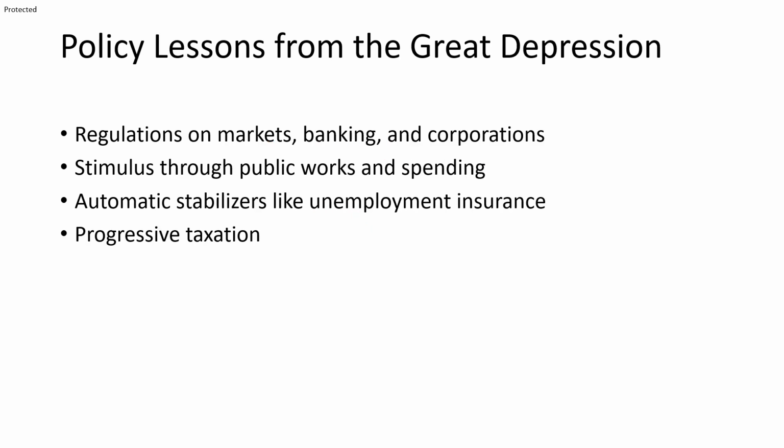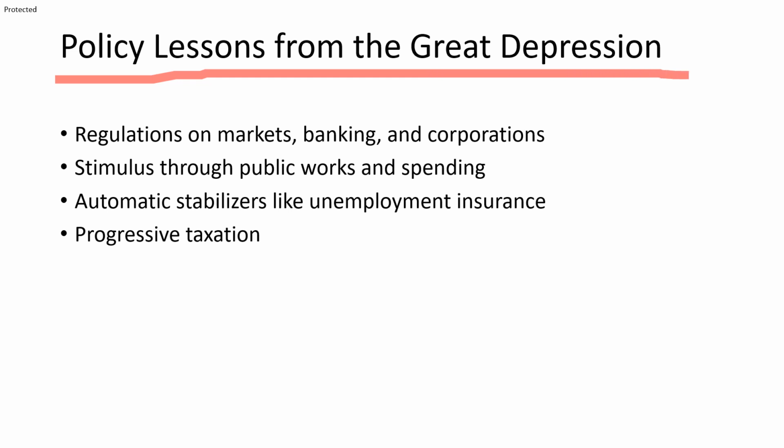So finally, let's now look at the policy lessons from the Great Depression. So we've looked at the causes of the Great Depression, and now let's look at what lessons the economists and the policymakers can learn from it. So first is the regulations on markets, banking, and corporations. The Great Depression underscored the need for stringent regulations to oversee the financial markets, the banking practices, and corporate governance. Effective oversight helps prevent excessive risk-taking and ensures financial stability.